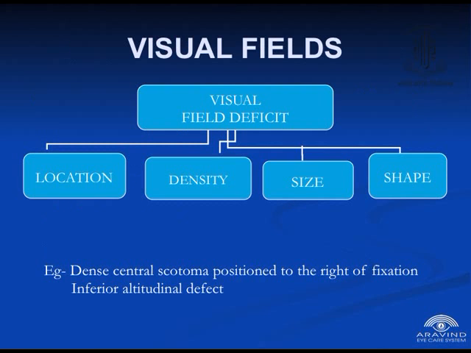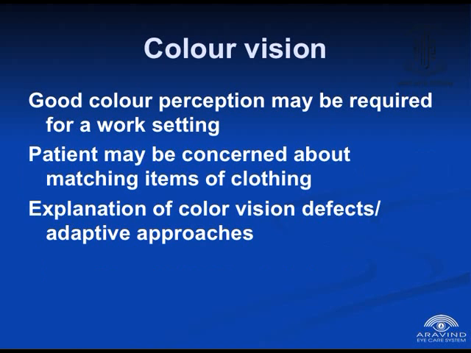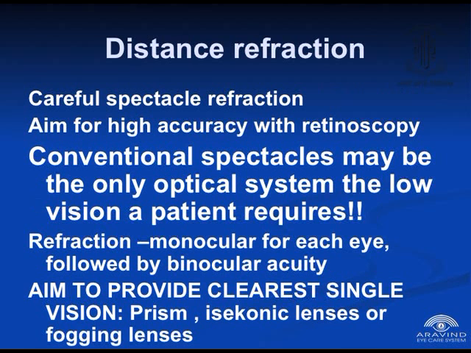Again, it's very important to know the density, location, size and shape of visual field defects. If you have a dense central scotoma positioned to the right of fixation, it will be extremely difficult for the patient to read in a sequence. With an inferior altitudinal defect, mobility will be affected much more than in a patient with a superior field defect. Color vision is also important. Good color vision may be required for the patient's work setting. The patient may be concerned about matching items of clothing. So you need to have adaptive approaches for all this.